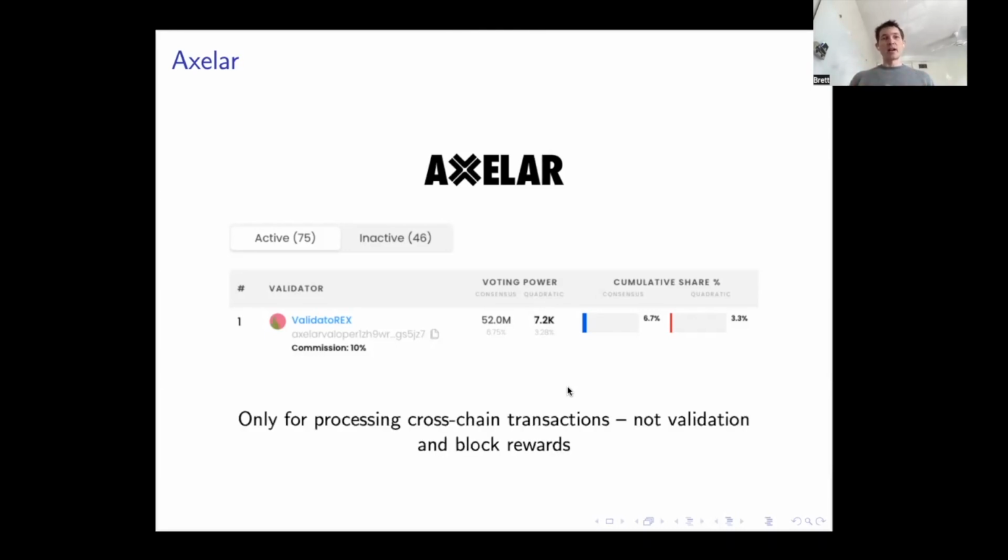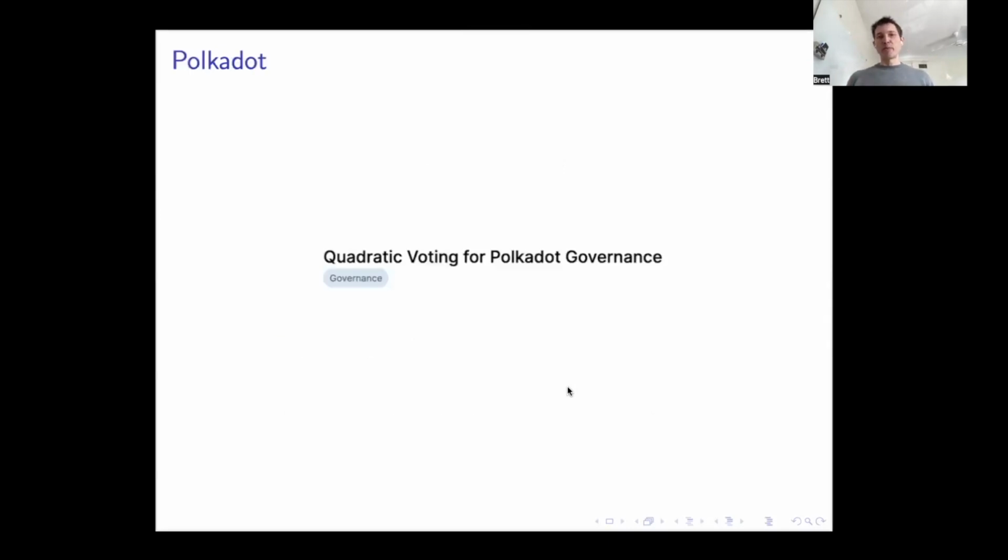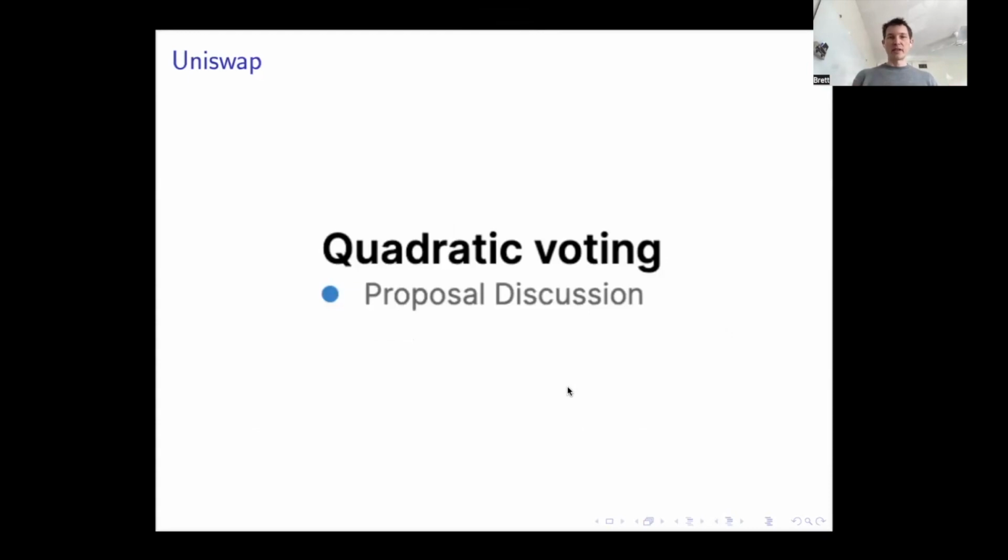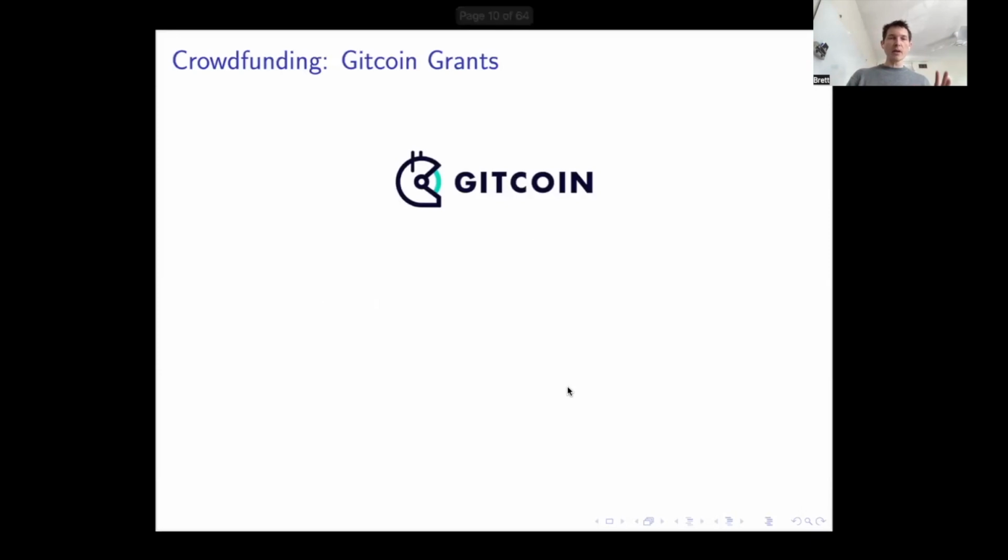They only do this for processing their cross-chain transactions. They don't do it as part of their consensus mechanism, but it's still a place where it is being used. And it's been proposed for governance in platforms like Polkadot, where it's been discussed. It's not actually used there. It's been proposed as part of Uniswap governance. It's not used there either, but people are discussing, right? It's an open question of what kind of benefits this would bring. And so the idea of some of this research is what you can get from quadratic voting.